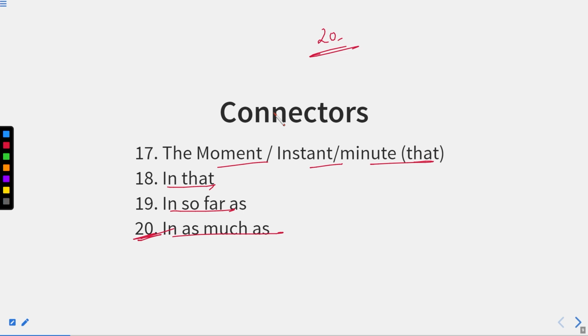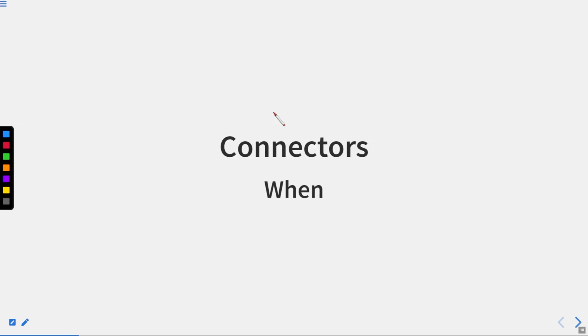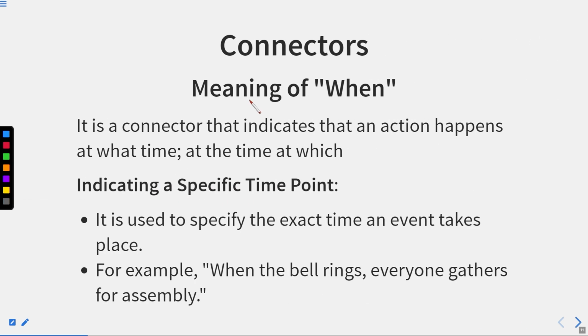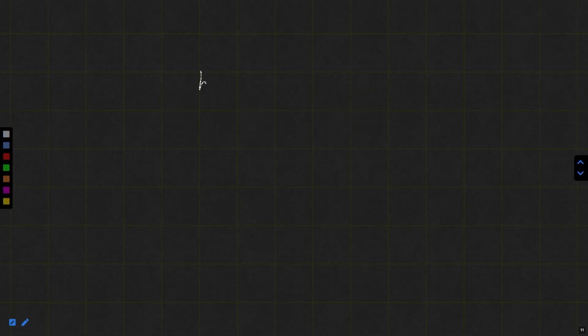Okay, so first we'll start with the connector when. So when is a time denoting connector, and first we'll elaborate this connector. First of all, let us discuss the meaning of when. It is a connector that indicates at what time an action happens, the time at which it happens. If you talk about the word when, it is either a conjunction or an adverb.